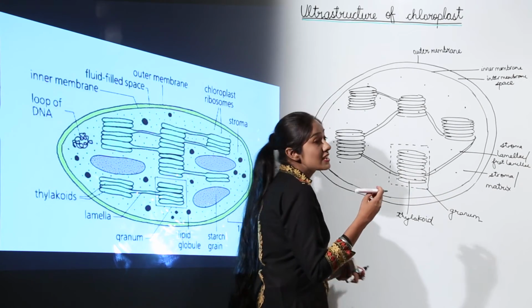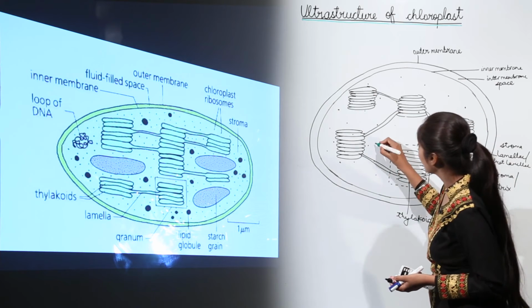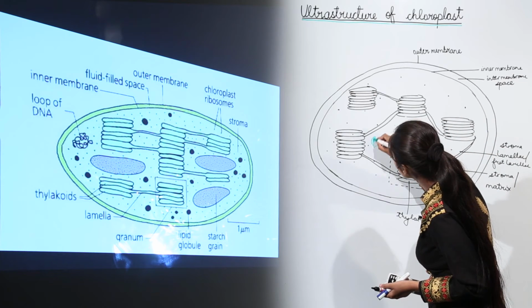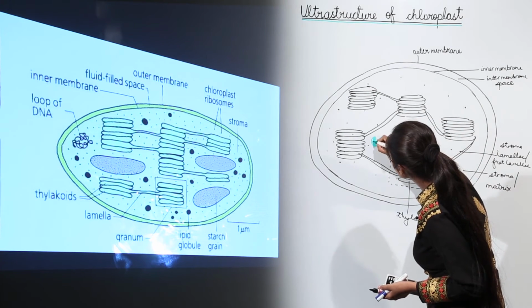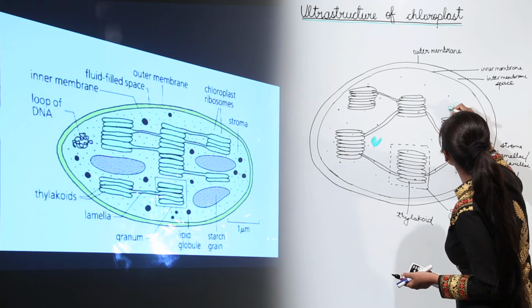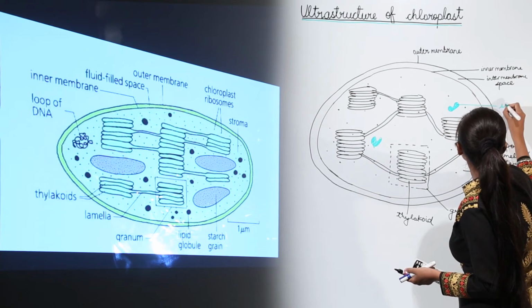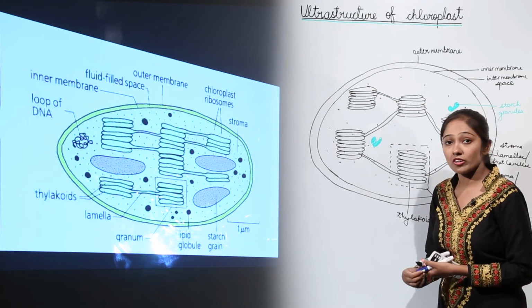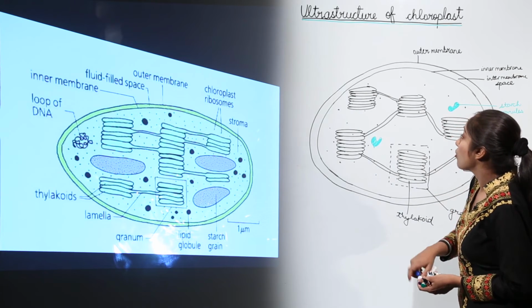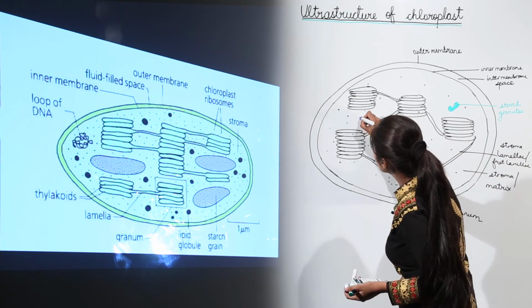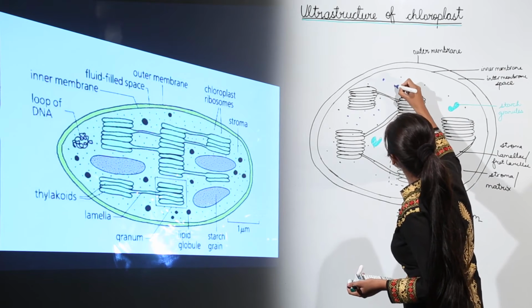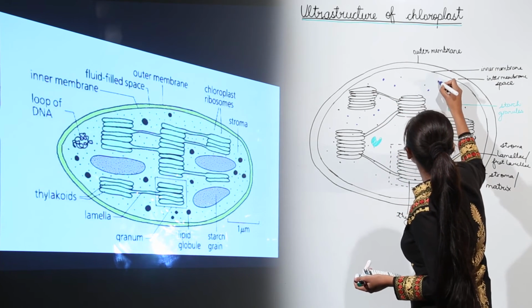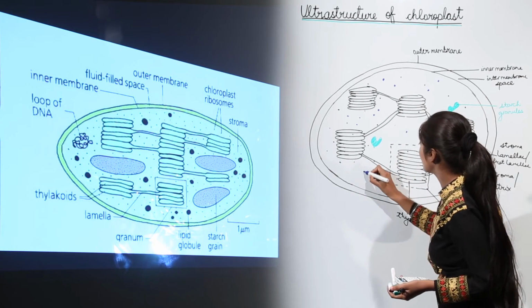Then after this, we'll be showing some what? We'll be showing some starch granules. Okay, here I am showing some starch granules. So let's label this as starch granules. Then of course we have another important component, ribosomes, very active ribosomes also in this. So just draw a few ribosomes in the stroma or the matrix you see.